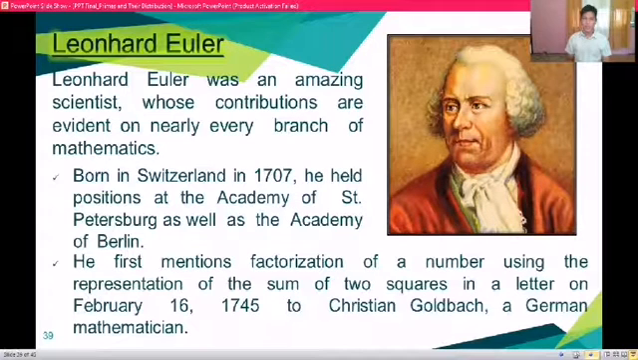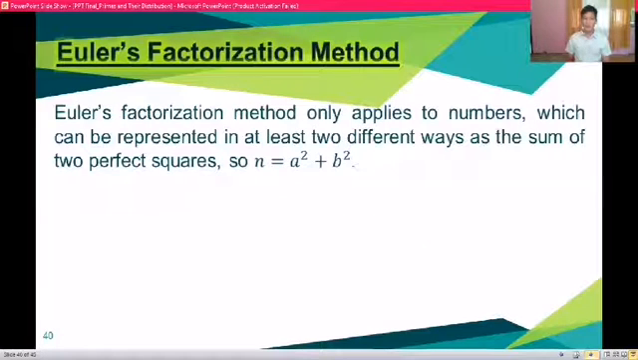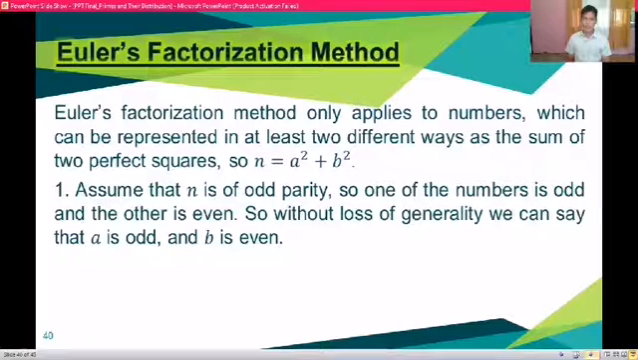He first mentions factorization of a number using the sum of two squares in a letter on February 16, 1745 to Christian Goldbach, a German mathematician. This is what we are interested in here, in my discussion. So Euler's factorization method only applies to numbers which can be represented in at least two different ways as the sum of two perfect squares. So n is equal to a squared plus b squared.